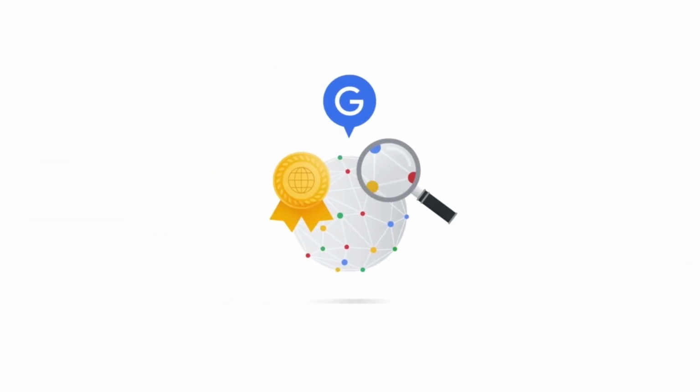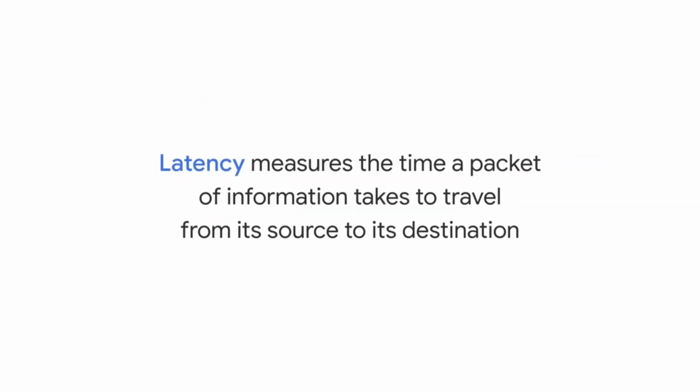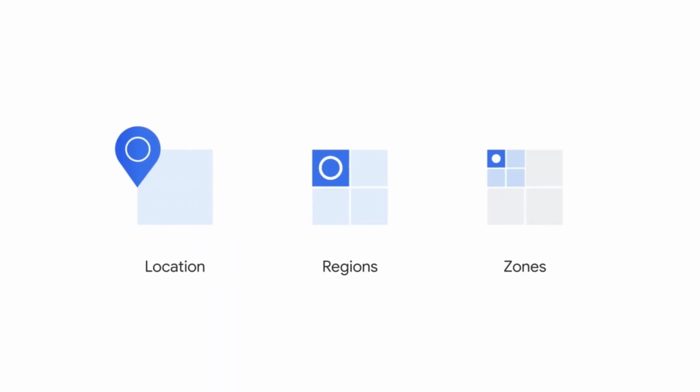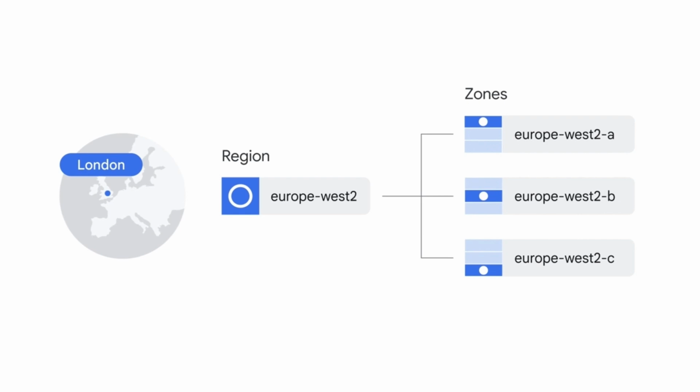Having multiple locations is important because choosing where to locate applications affects qualities like availability, durability, and latency, the latter of which measures the time a packet of information takes to travel from its source to its destination. Each of these locations is divided into several different regions and zones. Regions represent independent geographic areas and are composed of zones. For example, London, or Europe West 2, is a region that currently comprises 3 different zones.